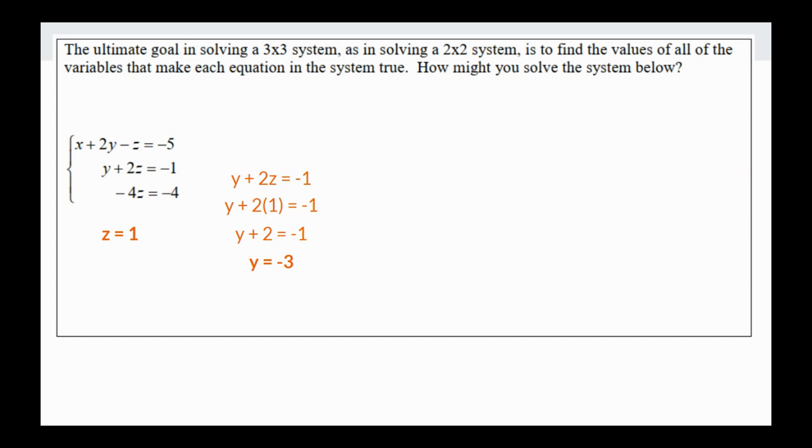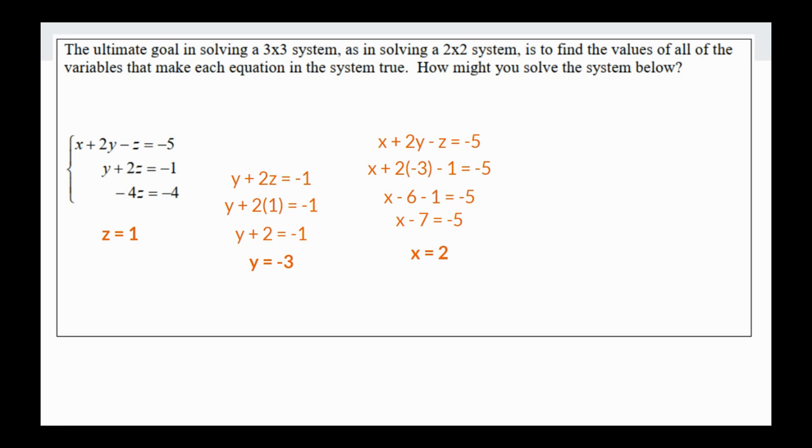Okay, now what? Plug it into the first one and solve for x. So plug in both y and z. So x plus 2 times -3 minus 1 equals -5. Okay, simplify all of that and you get x equals 2.